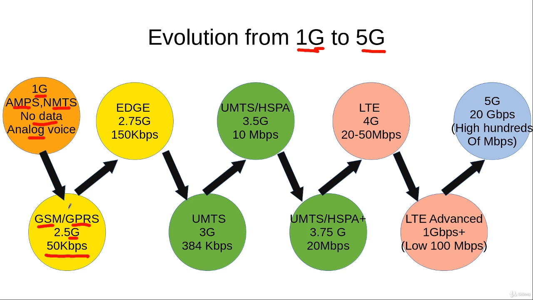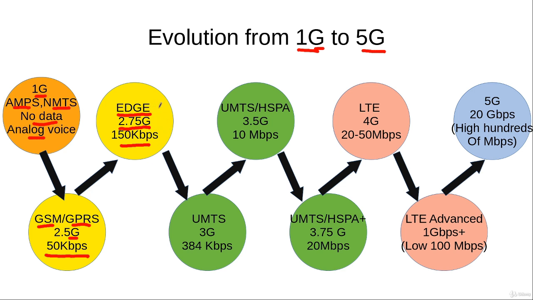So then we moved on from the 2.5G systems to the 2.75G systems as the demand for the data services kept on rising. And when we added the EDGE technology on top of the GSM technology, we got the 2.75G systems in which users experienced a data rate of 150 kilobits per second.